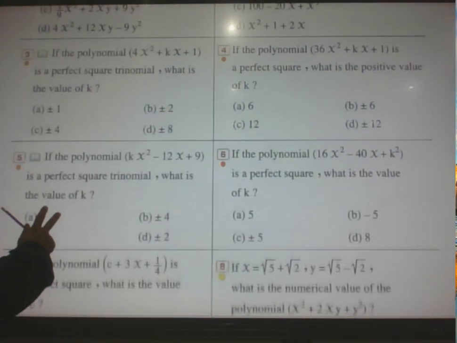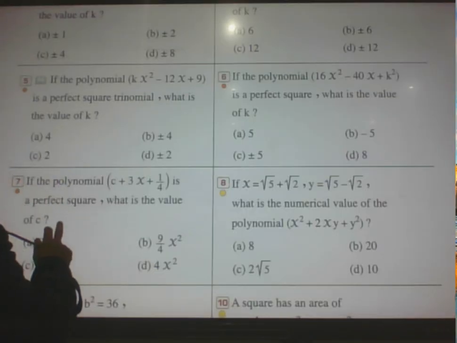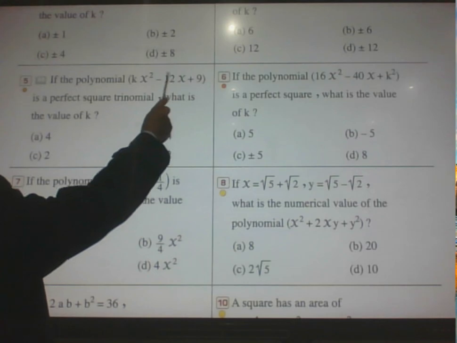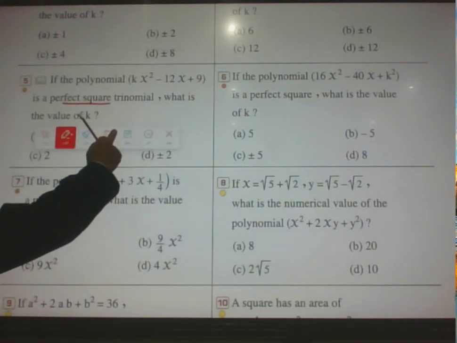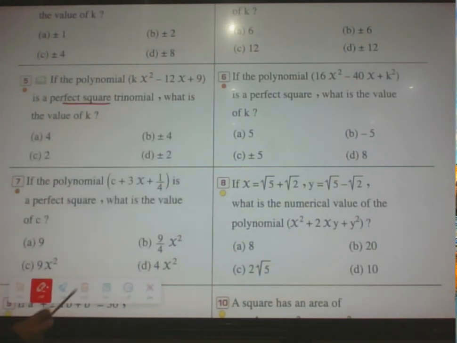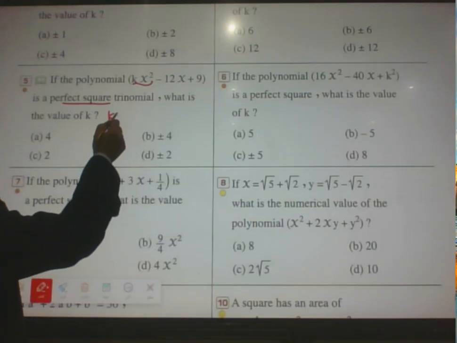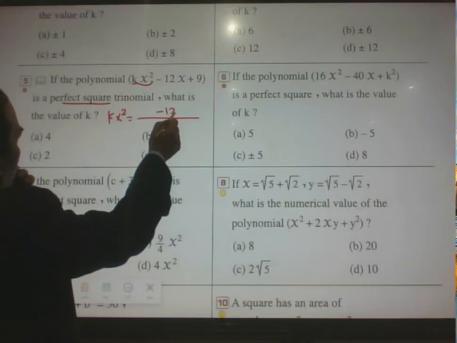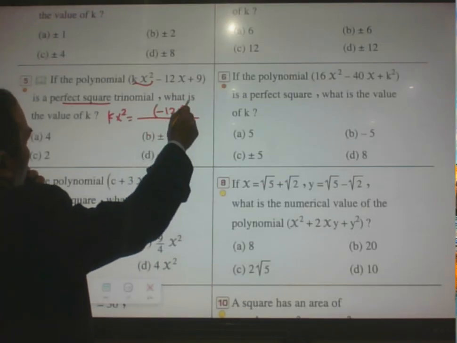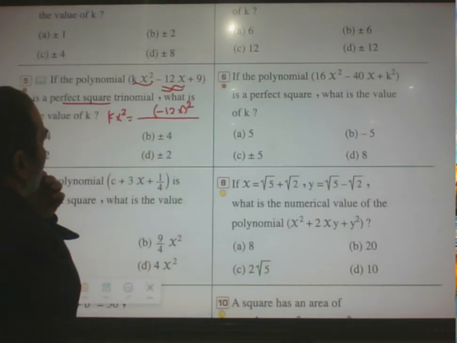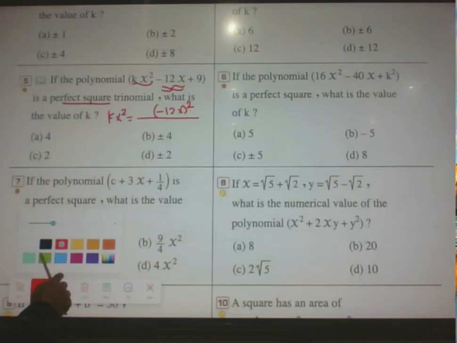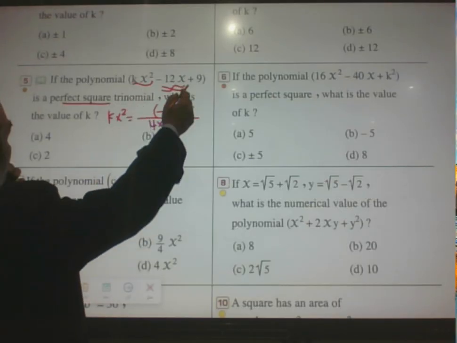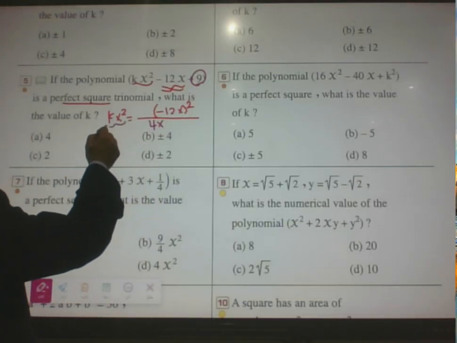Next question, number 5. If the polynomial kx power 2 minus 12x plus 9 is a perfect square trinomial, what is the value of k? K here lies in the first term. We can write the middle term here, negative 12x, squared, divided by 4 times the third, because we want to find the first.